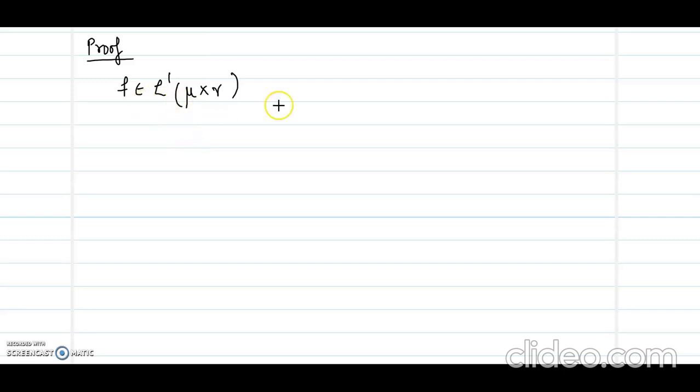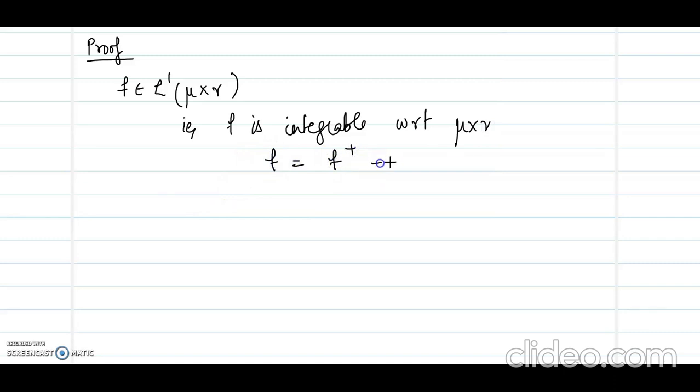F belongs to L^1 of mu cross r. So that is, f is integrable with respect to the product measure mu cross r. Since f is a general function, f will be equal to f plus minus f minus. Since f is integrable, this integral of |f| d(mu cross r) will be less than infinity.